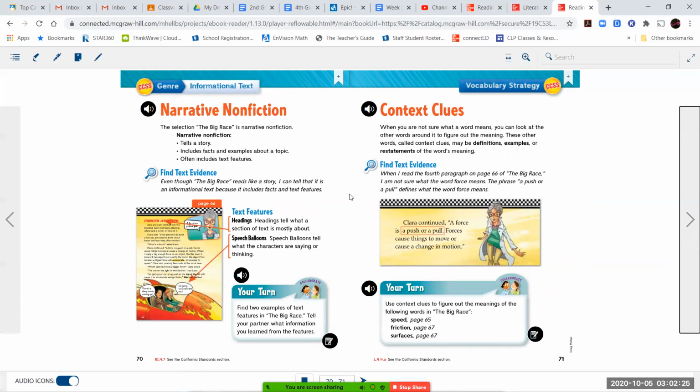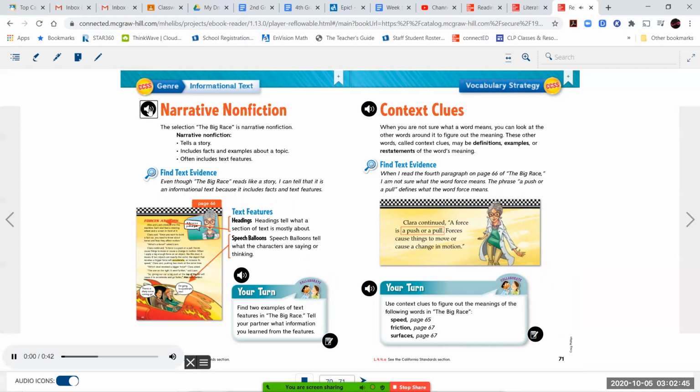Now we're going to talk a little bit more about our genre. So we're still working with informational text, and we're talking about a narrative nonfiction. A narrative nonfiction is a story that's being told by the person it's about, and it's nonfiction, which means it really happened. Narrative nonfiction. The selection The Big Race is narrative nonfiction. Narrative nonfiction tells a story, includes facts and examples about a topic, and often includes text features.